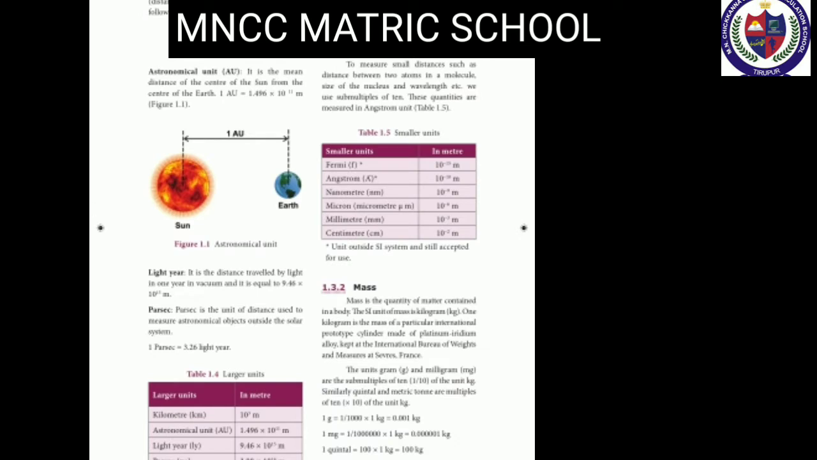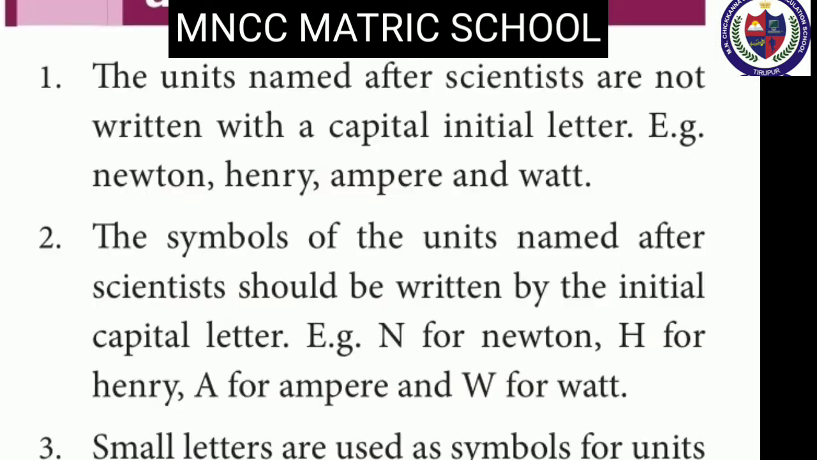In order to measure very large distances, we use the following units. First one is astronomical unit, another one is light year, and the last one is parsec. First, astronomical unit. The definition of astronomical unit is the distance from the center of the sun to the center of the earth. Its value is 1.496 × 10^11 meter.